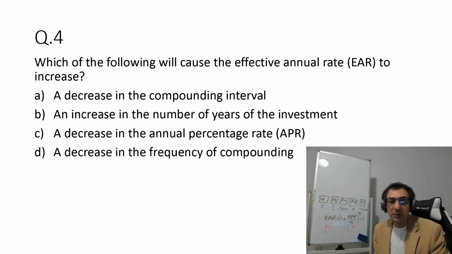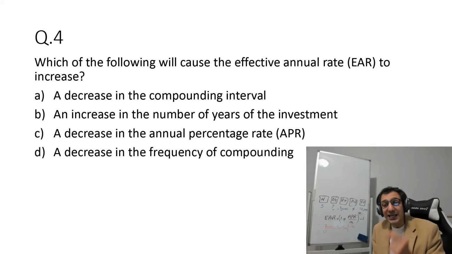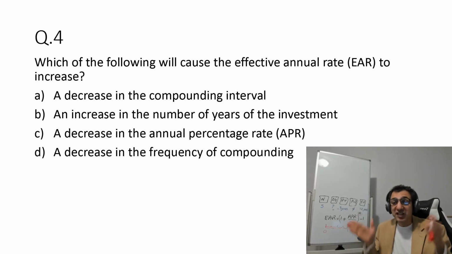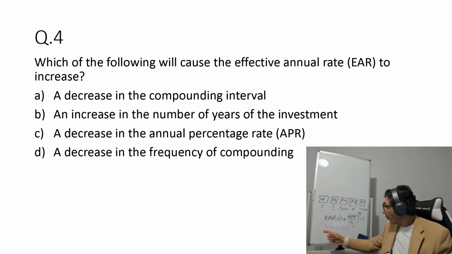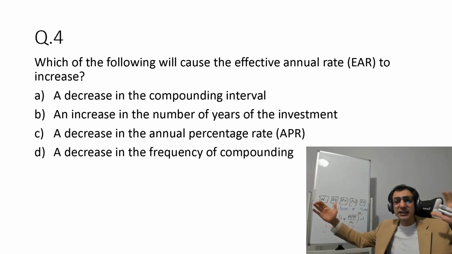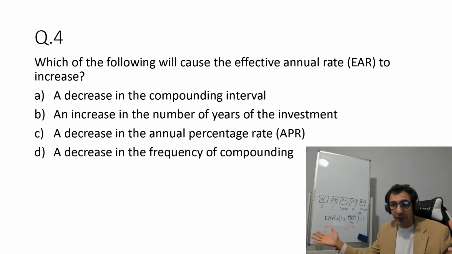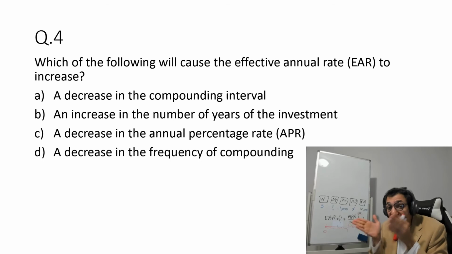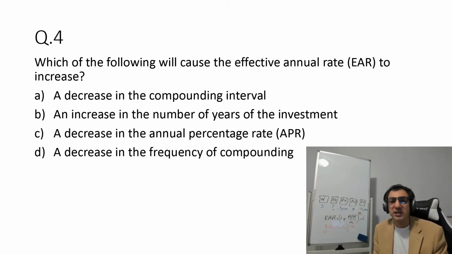So for sure, A should be the answer, but why are B, C, and D not correct? B, an increase in the number of years of investment. Remember, EAR and APR are happening within a year. So whatever is happening within a year, whether the frequency is going up or down, or APR is going up or down, it impacts the EAR. It doesn't matter how long your investment is. Whether it's a 5-year investment or a 10-year investment doesn't matter. That frequency of payment within a year is what matters. So it's irrelevant, so B is not the answer.